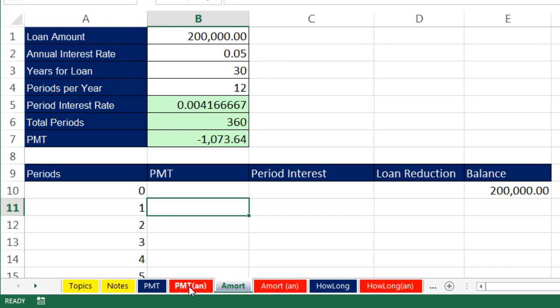So I'm going to do a cool trick here. I'm going to type minus the payment. Now, for the amortization table, I don't want to show it as a negative. I want to show it as a positive. So I need to do a double negative. But notice I didn't put an equal sign there.